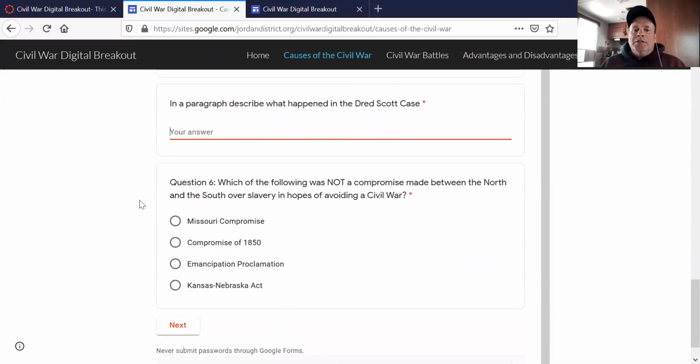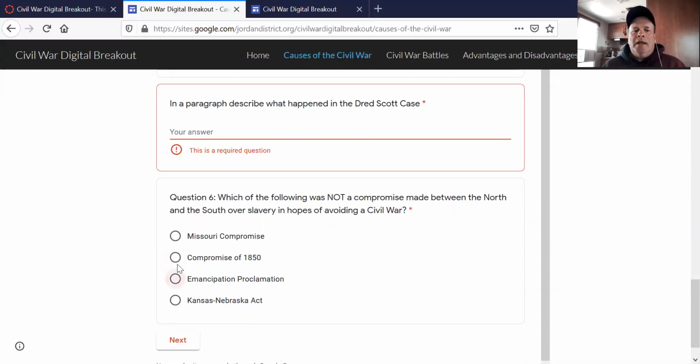All right, here we go. Question number six, which of these is not about slavery? Now, if you've been paying attention to all my assignments, you know the Missouri Compromise is about slavery. The Compromise of 1850 is slavery. The Kansas-Nebraska Act was about slavery. And all of those things were to avoid the Civil War. The Emancipation Proclamation was during the Civil War, so that's your answer.